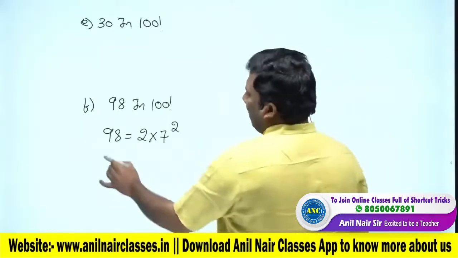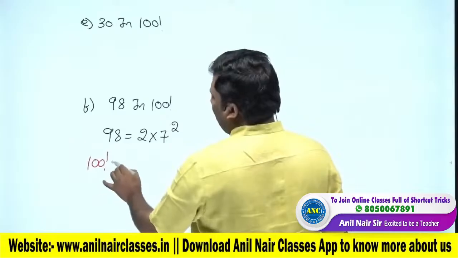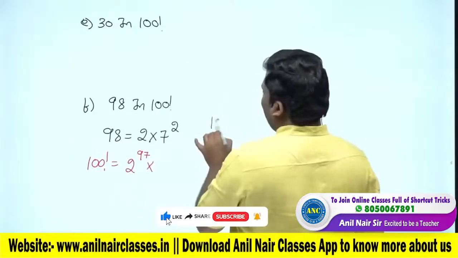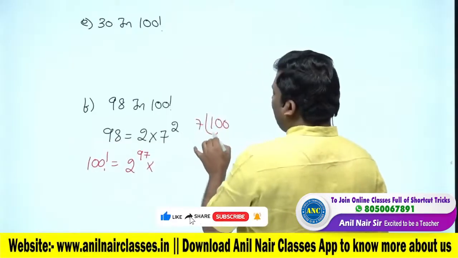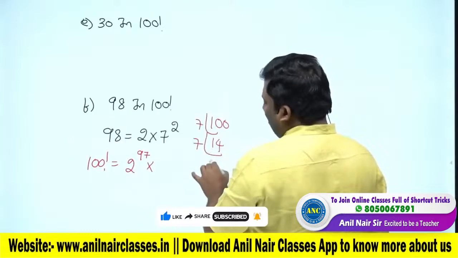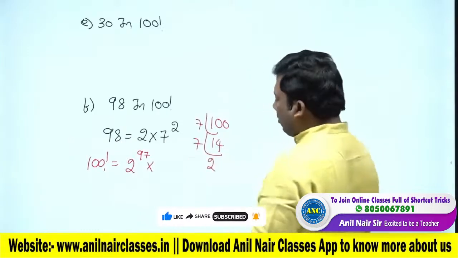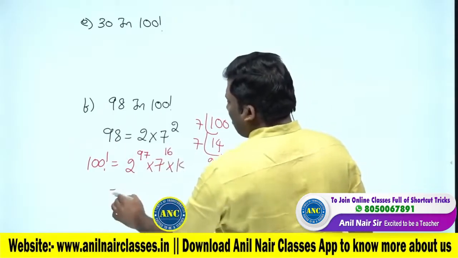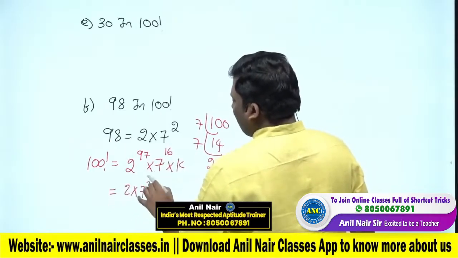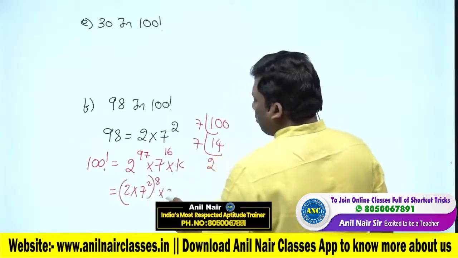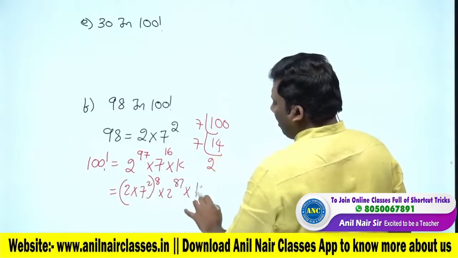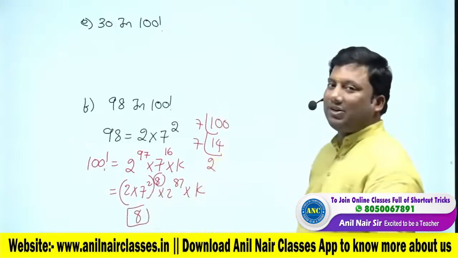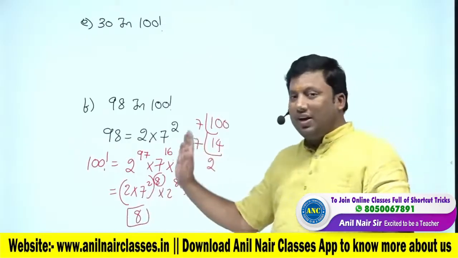So 100 factorial will have 2 power 97. Already we did that. For the multiples of 7, I will get 14 multiples of 7. How many multiples of 49 will be there? 2. 14 plus 2 is 16. So 7 power 16 into k. So this will be 2 into 7 square, power 8, into 2 power 87 into k. So what is the highest power of 98 in 100 factorial? The answer will be 8. Very, very easy question.